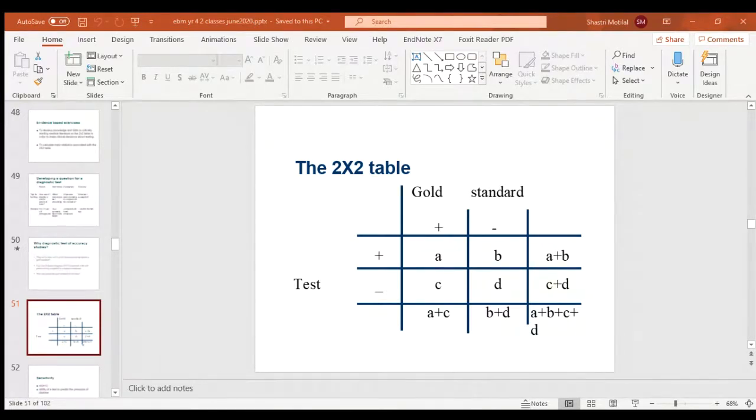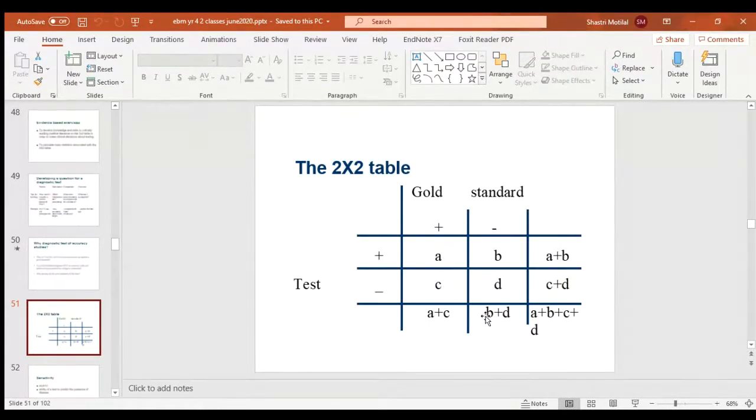If you thought A plus B, then through that same reasoning, A plus B refers to all the people who had a positive test, not necessarily all the people who have the disease. So don't mix up A plus B and A plus C.